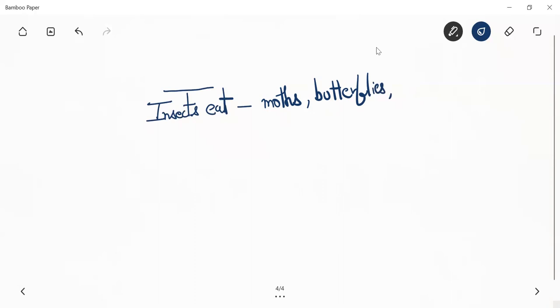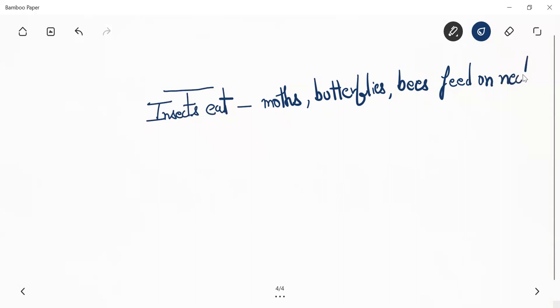Understood? Yes, ma'am. Okay. Now, what do insects eat? What are the insects? Moths. Moths are also insects. Butterflies. Then we have ladybug. All those are common insects. And bees. They feed on nectar.